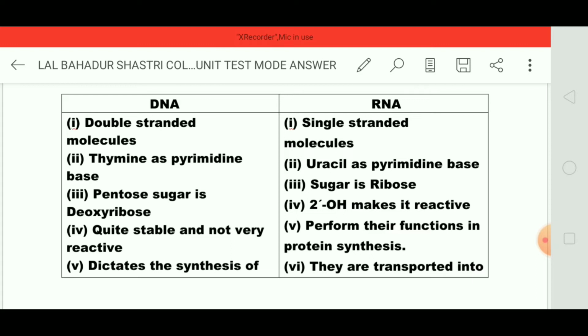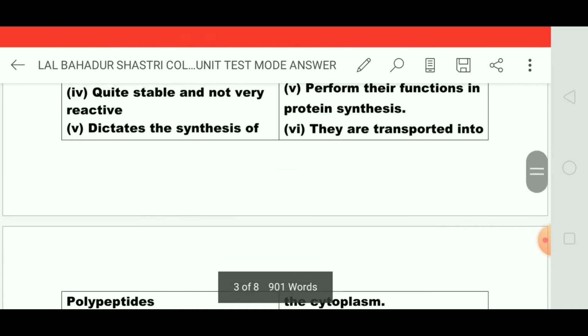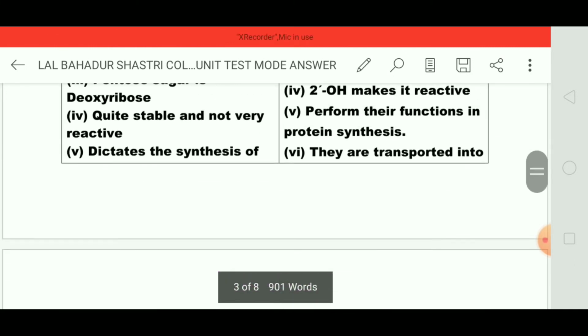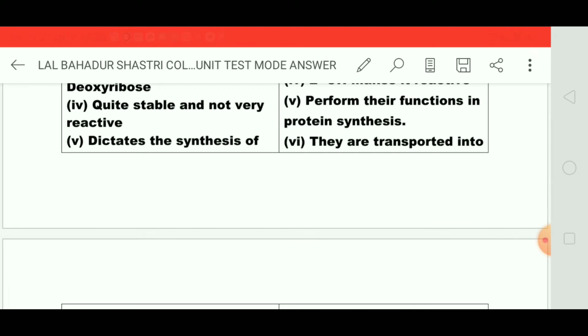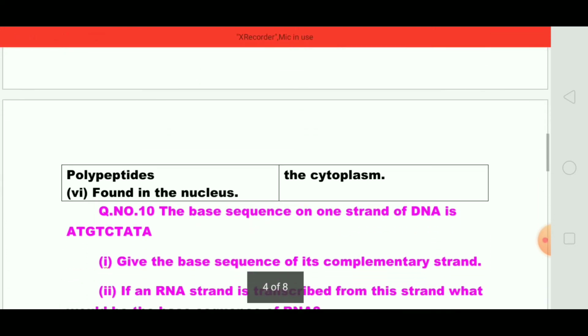In RNA, the 2'-OH makes it reactive, whereas DNA is quite stable and not very reactive. DNA dictates the synthesis of polypeptides, while RNA performs its function in protein synthesis. RNA is transported into the cytoplasm, while DNA is found in the nucleus.